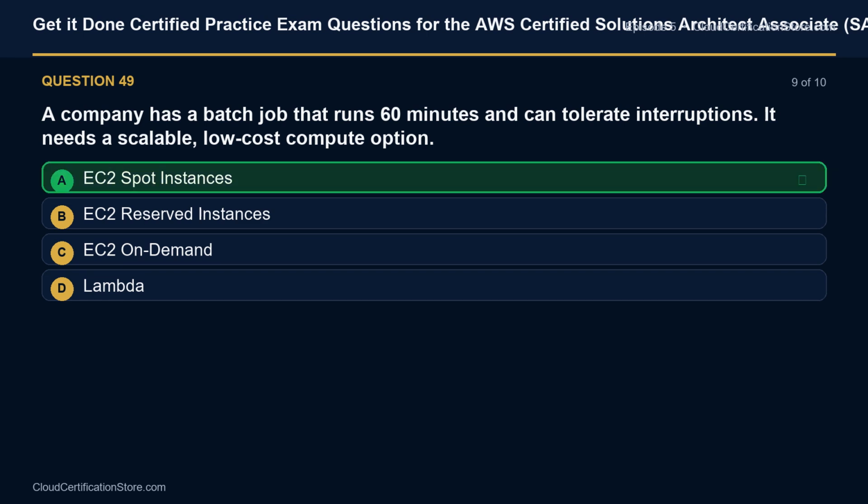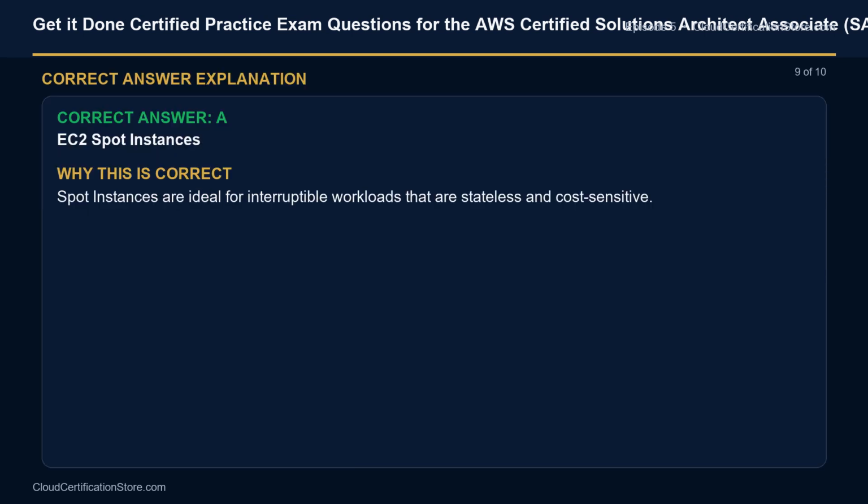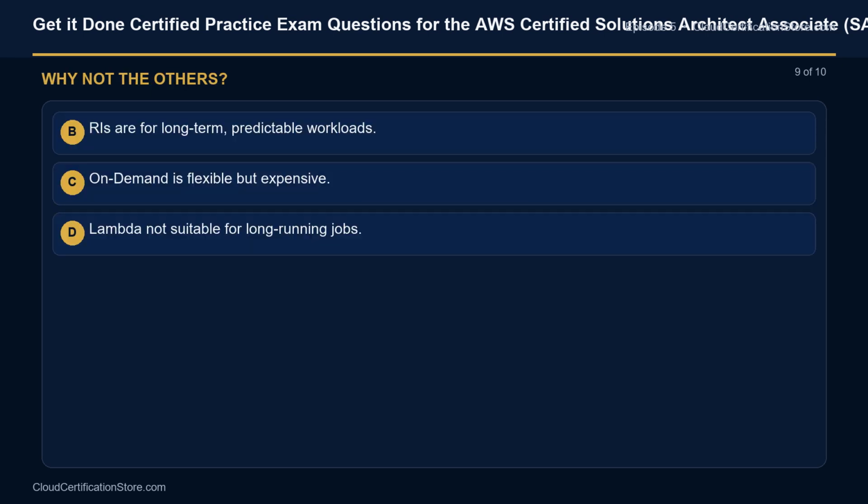The correct answer is A. EC2 spot instances. Explanation: Spot instances are ideal for interruptible workloads that are stateless and cost-sensitive. Why not option B? RIs are for long-term, predictable workloads. Why not option C? On-demand is flexible but expensive. Why not option D? Lambda is not suitable for long-running jobs.